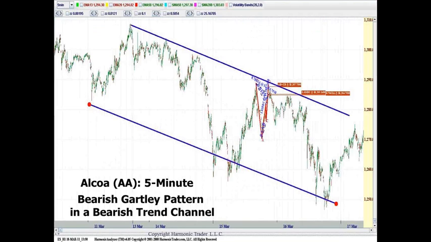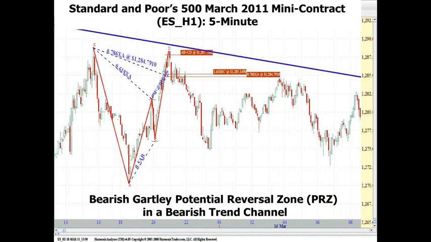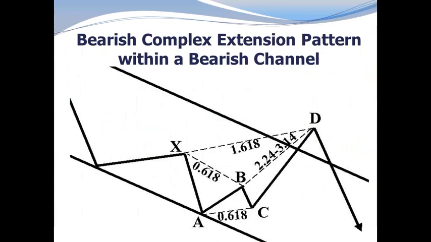On this 5-minute chart of Alcoa, although it might be difficult to see this bearish Gartley in the established downtrend, this pattern pinpointed the continuation of the intraday downtrend. But let's look at the price action in the potential reversal zone. Clearly, the bearish Gartley marked a substantial potential reversal zone that, in combination with the bearish trend channel, defined excellent resistance and an excellent downtrend continuation.